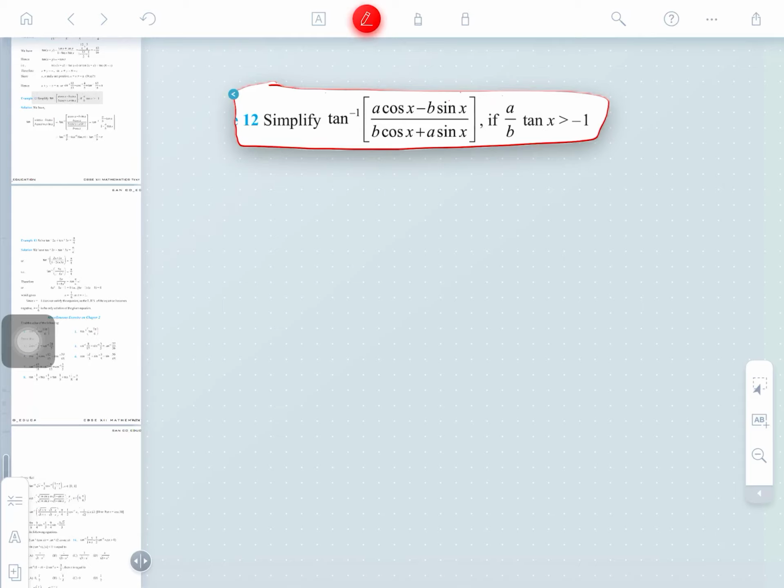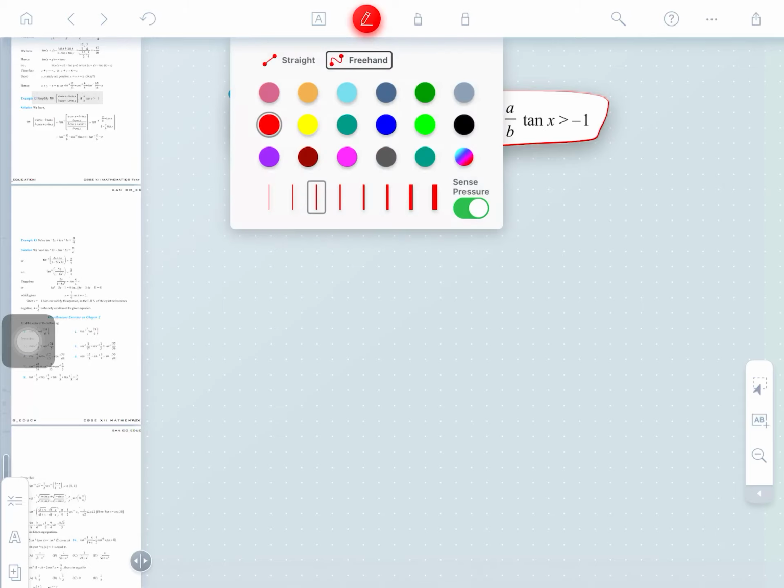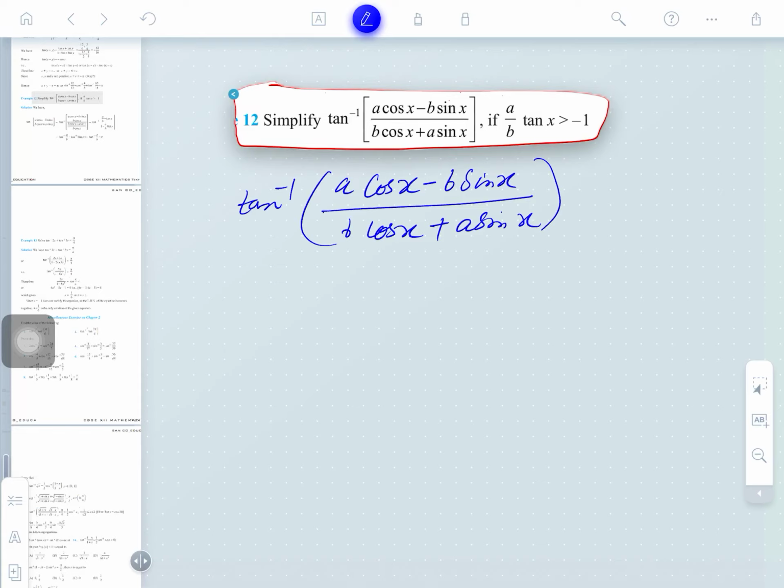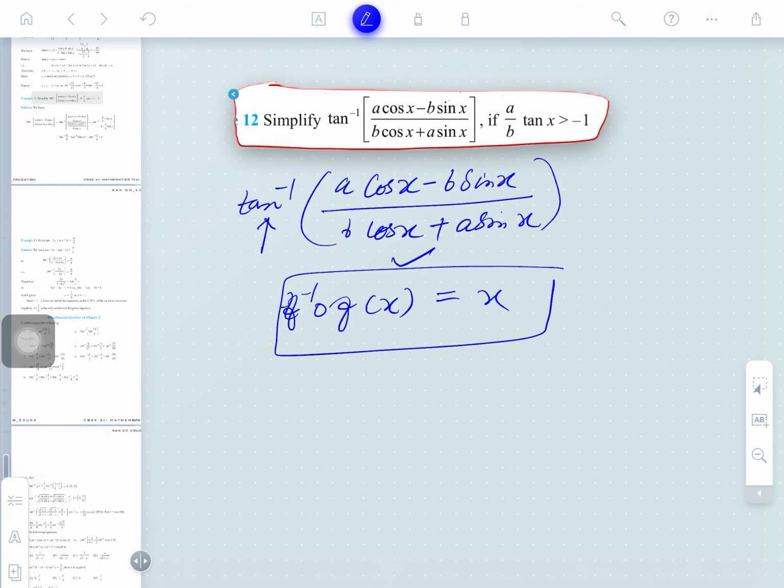simplifying tan inverse. So tan inverse of (A cosine of x minus B sine of x) over (B cosine of x plus A sine of x). You will see this. So this bracket is to be solved in the manner f inverse of f, so this type of situation is to be brought here, then it can be solved. It means within the parenthesis a tan function is to be brought.